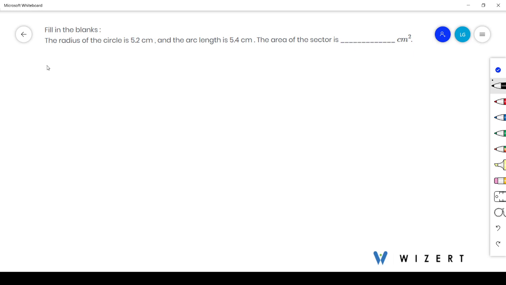Our question is, the radius of the circle is 5.2 centimeter and the arc length is 5.4 centimeter. What is the area of the sector?